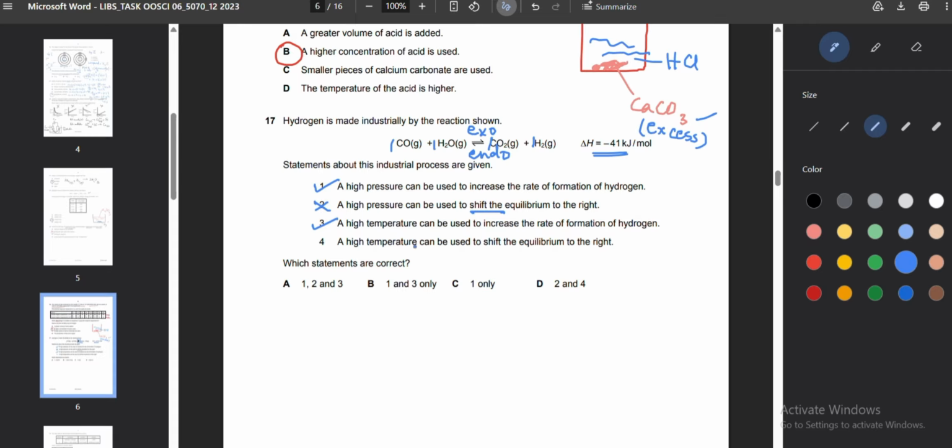Fourth is that a high temperature can be used to shift the equilibrium to the right. This is again not correct, because the forward reaction is exothermic. If you increase the temperature, it will favor the endothermic direction, so the equilibrium will shift to the left, not to the right. So what would be our correct option? Because 1 and 3 are correct, our correct option would be B.